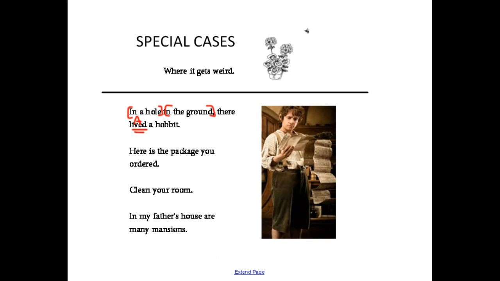But when we ask the question who or what lived, the answer is hobbit. Hobbit comes after the verb in this sentence. How does that work? Why is that true? Similar thing happens in this sentence. Here's the package you ordered.